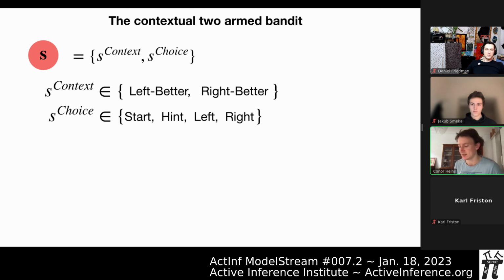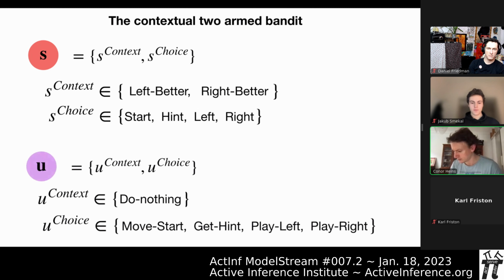And then the choice hidden state factor has 4 levels, which correspond to the 4 possible choice states that the agent can be in. So this can either be the neutral starting location, the hint state, which is the location they occupy when they're acquiring the hint, or they can be playing the left machine, or they can be playing the right machine. And now for the control state factors, the control state factor for the context only has 1 level. You can call it do nothing, or it's just a trivial one-dimensional variable, and the agent will always take this action with 100% probability. So in other words, the agent has no control over the state of the context.